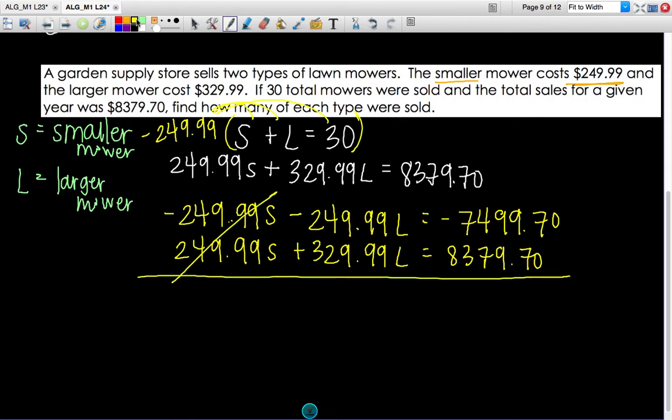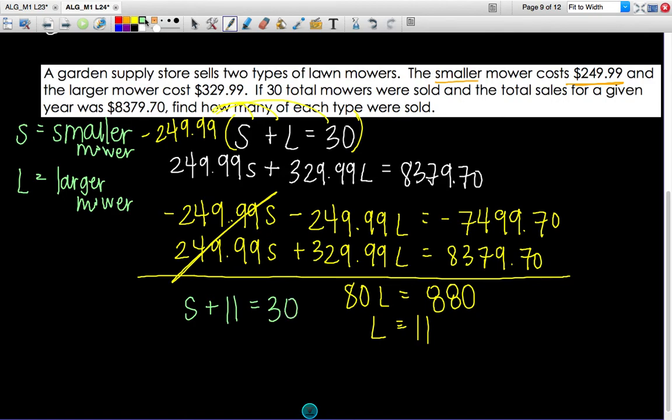My s's cancel. Negative 249.99 plus 249.99 cancel. I'm left with 80L equals 880. Divide by 80, L equals 11, excuse me. I'll plug that in now to find my smaller mower amount. So I've got S plus L, I just found L, which means S equals 19.